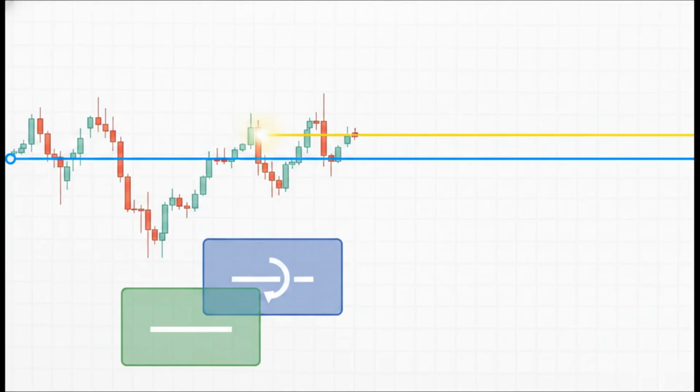What if that same 61.8% level also lines up perfectly with an old swing low on the chart, a really clear horizontal support level? Whoa. Suddenly, our setup is way stronger. Now we have two totally separate, independent reasons for price to bounce right here.